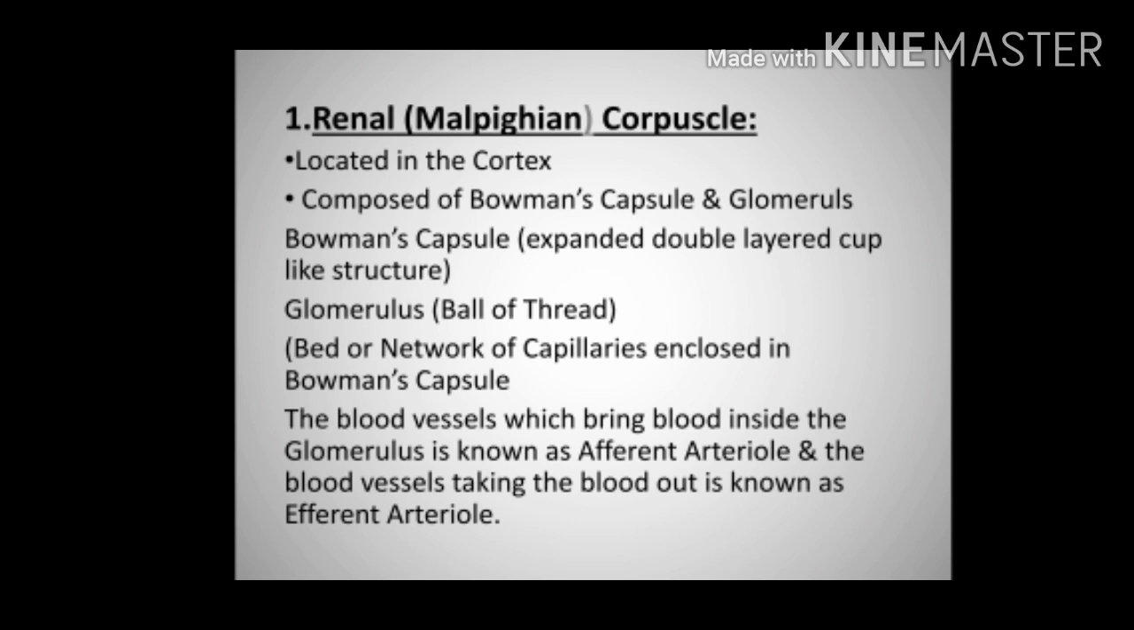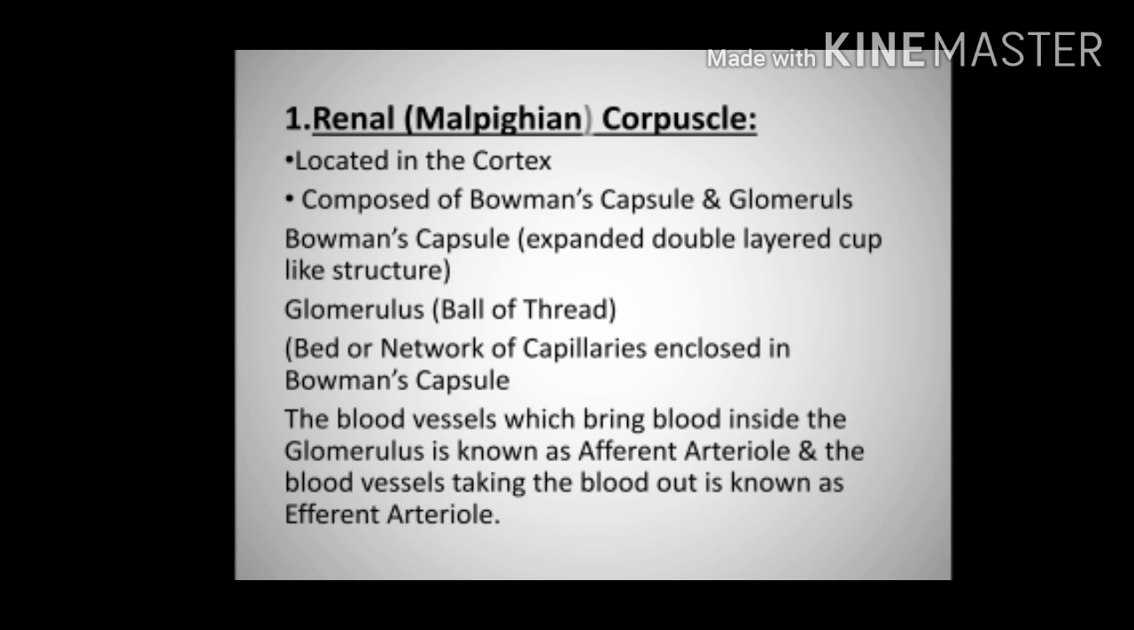Let us learn about the first part of nephron. It is the renal or Malpighian corpuscle. It is located in the cortex of kidney. It is made up of two parts, Bowman's capsule and glomerulus. Bowman's capsule is expanded double-layered cup-like structure which is present in the cortex of kidney, and it is having glomerulus meaning ball of thread.